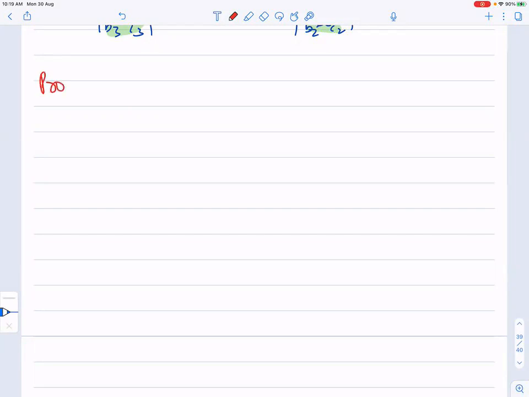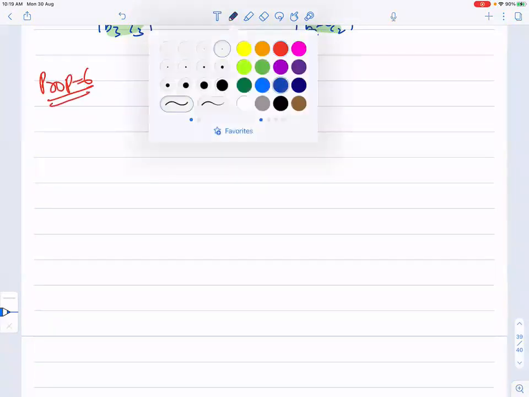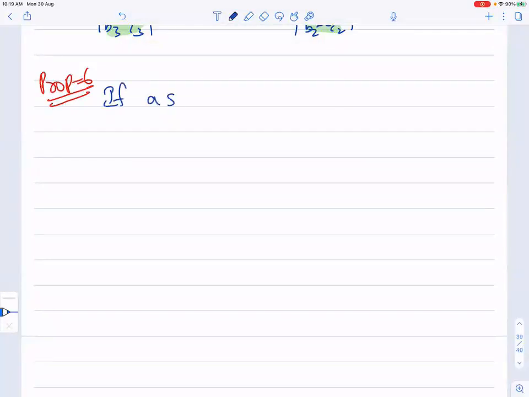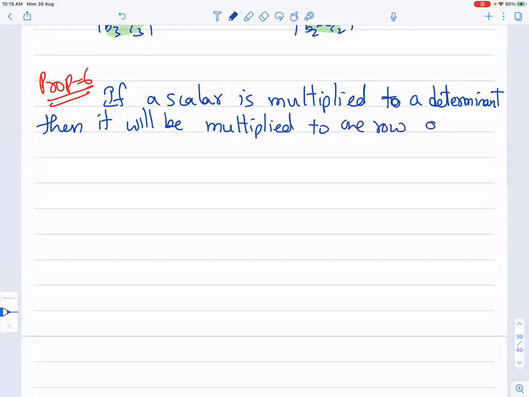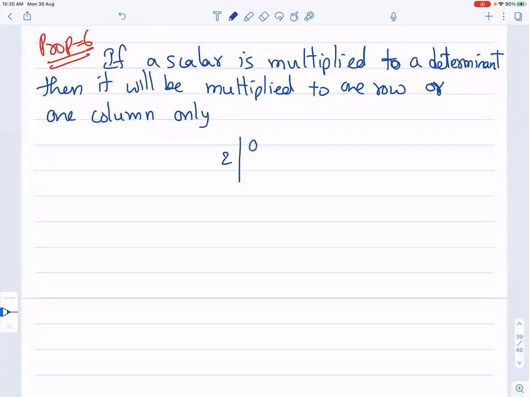Property 6. If a scalar is multiplied to a determinant, then it will be multiplied to one row or one column only. Meaning it can be any row, any column, but only one of them, not both. For example, I'll just show you. Imagine you have to multiply 2 to the determinant A, B, C, D. Okay, 2 is being multiplied. Scalar means a number. Some number we are multiplying to the determinant A, B, C, D.